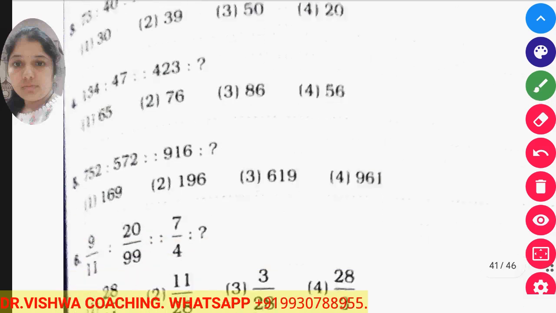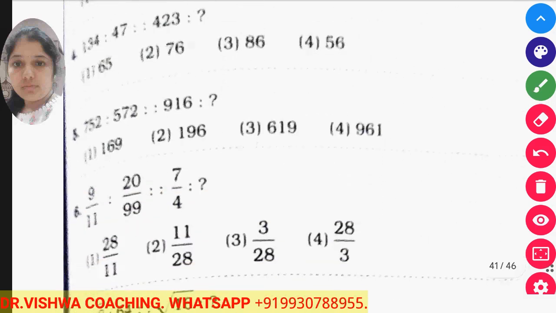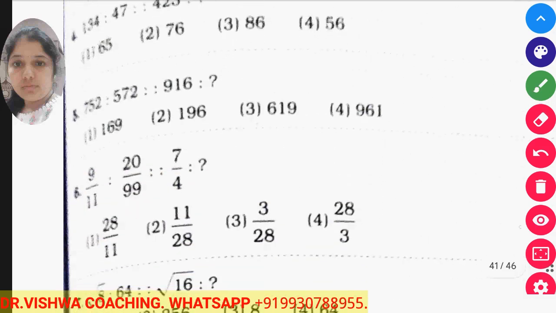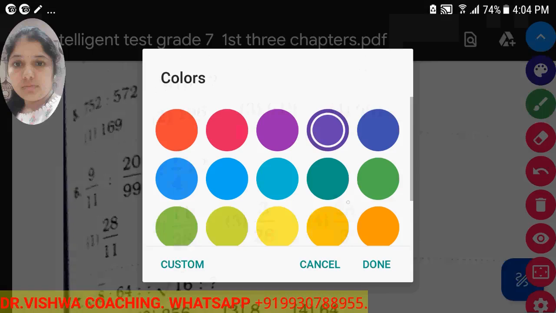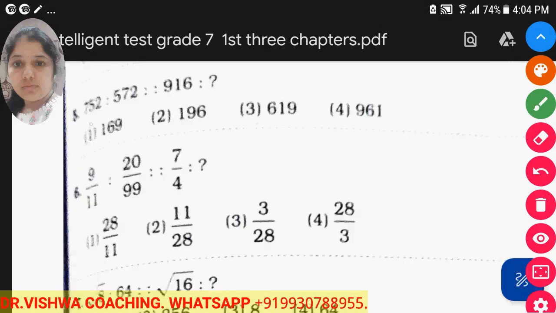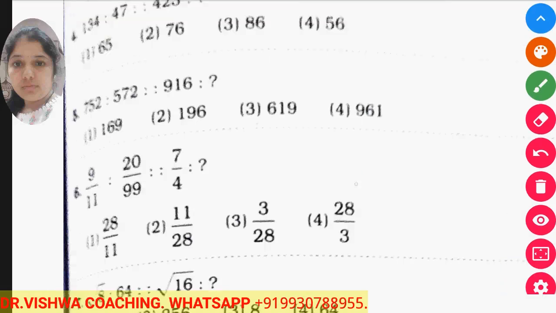Okay. Now we'll move ahead. One or two questions you can solve. Try to solve. Now see the next sum, 752 and 572. If you see carefully, again you will get the idea after seeing the options. Just the sequence of the numbers is changed. 5 is taken first, then 7, then 2. So you have to take 1 first, then 9, and then 6. So 196 will be the answer.